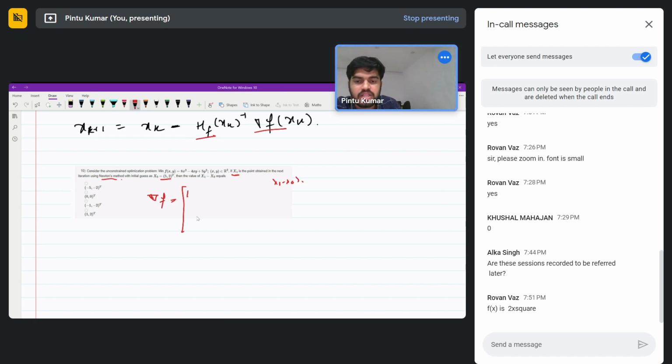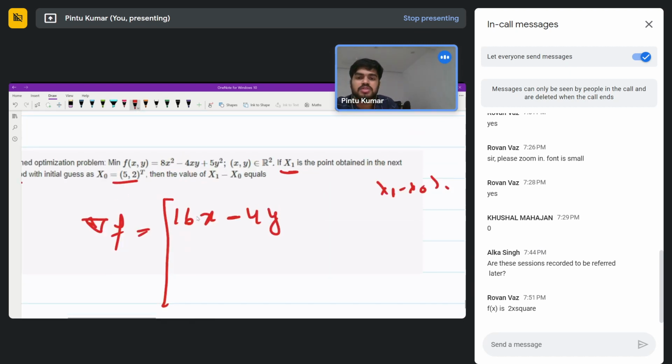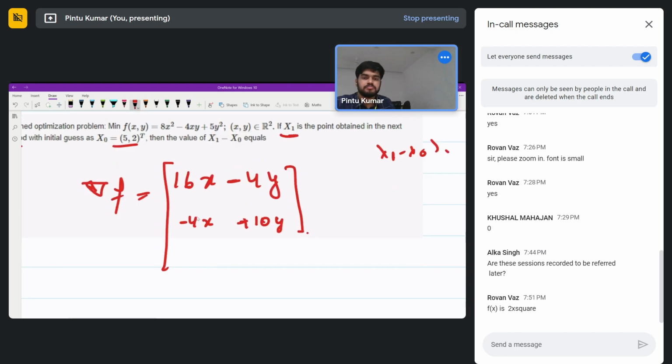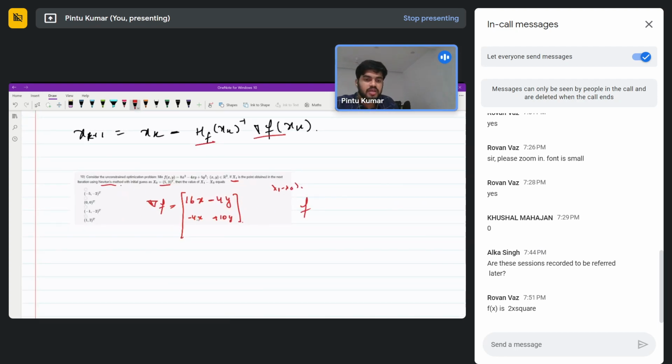So the gradient of f is 16x minus 4y, and the second term is minus 4x plus 10y. I think this is very small for you, so I'll zoom down. A better way is to write f of x, y, which is 8x square minus 4xy plus 5y square.